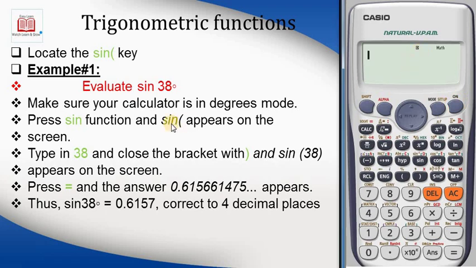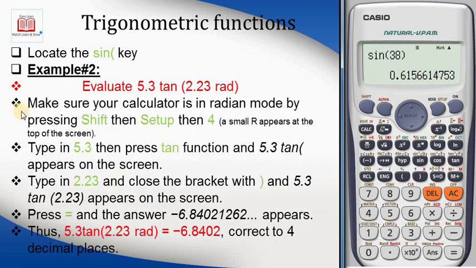First of all, the first step is to make sure your calculator is in degrees mode. Yes, our calculator is in degrees mode. This D shows that our calculator is already in degree mode. Just press sine, then 38, bracket close, and press equals. This is our answer. And if we want to correct it to a certain number of decimal places, we already know the process and we already discussed it a number of times, so I'm not going to explain this again.